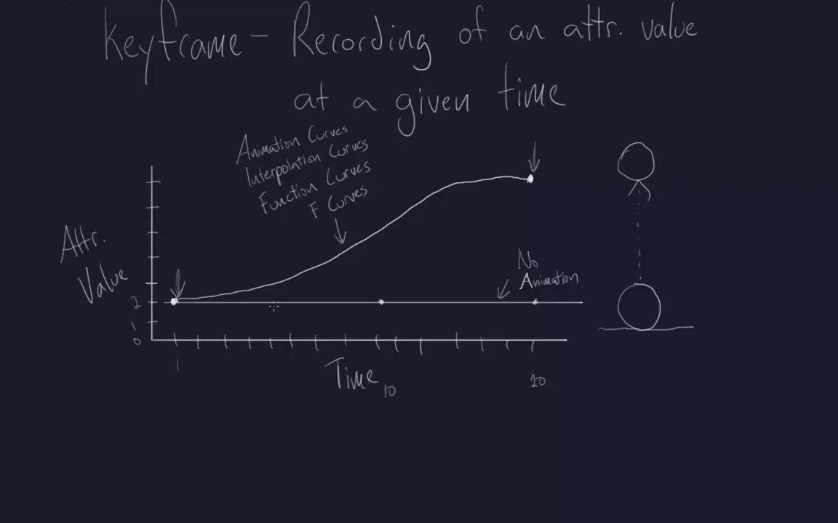So we have the concept that a flat curve is no animation, but then you see a curve like this, and in this case we have this kind of an S-curve shape. So take a look at the shape of this curve. This is telling us something about the animation. What is it telling us?